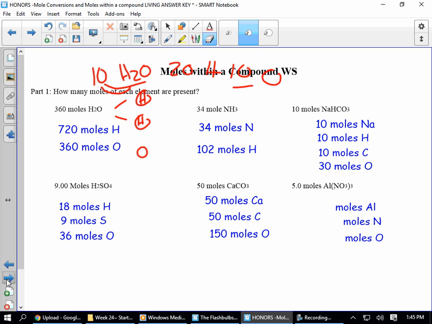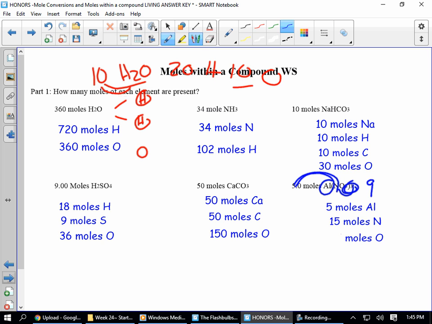And then we get a nice challenging one here. There's a misconception here, so hopefully you got this right. I have 1 aluminum, so I'm going to get 5 moles of aluminum. I have 3 nitrogens, so I'm going to get 15 moles of nitrogen. And then 3 times 3, not 3 plus 3, 3 times 3 is 9. 9 times 5 is going to give me 45 moles of oxygen.